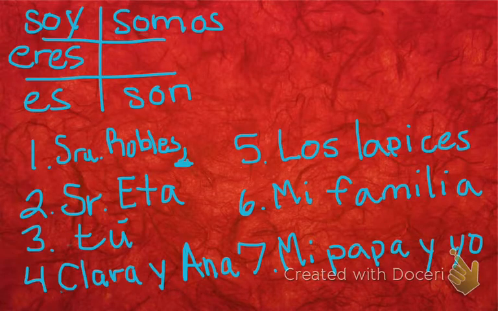In number 3, I have my subject of tú. 4, Clara y Ana. 5, los lápices. 6, mi familia. Y 7, mi papá y yo. Write down your subjects and then write down the verb that you would assign to each. Pause the video, and then when you have your answers written down, you can go ahead to the next slide and check your answers against my answers.